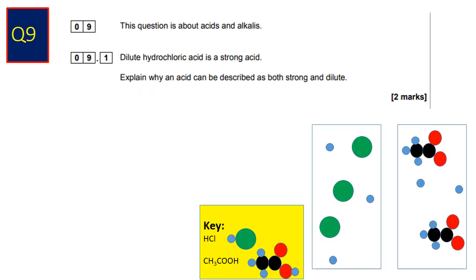So this question is about acids and alkalis. That means it's relating to the C4 module, chemical changes. Dilute hydrochloric acid is a strong acid. Explain why an acid can be described as both strong and dilute.